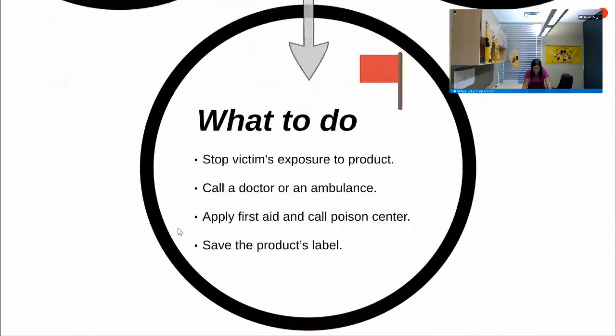Use the correct filters. What to do in case a person has pesticide poisoning? Stop the victim's exposure to products. Put them in an open, ventilated area. Call a doctor or an ambulance. Apply first aid according to the label, if you have received proper training for it. And call the poison center if your country has one.